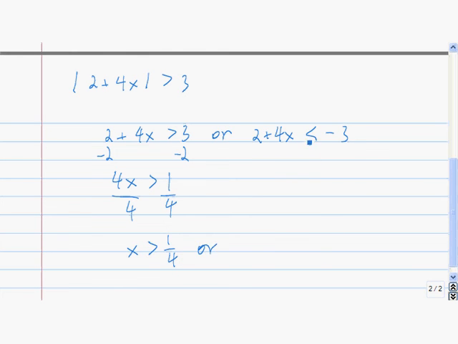Or over here, we subtract 2. We get 4x is less than negative 5, which means that x, if we divide by 4, is less than negative 5/4. So the solution to this inequality here is the values of x greater than 1/4 and all the values of x less than negative 5/4. In interval notation, we write it like this.